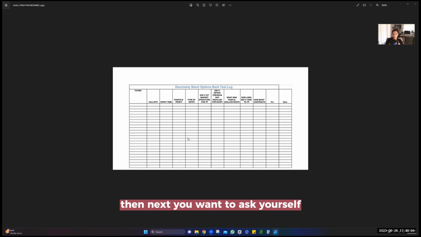Then next you want to ask yourself, did it hit market structure for your TP? Now, when you're trading, whether it's a buy or sell, the first place you want to see the market hit is at least previous market structure.